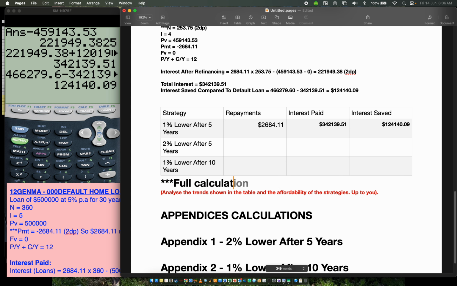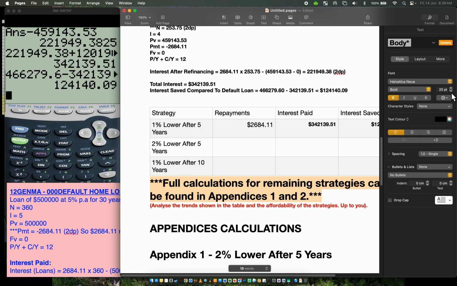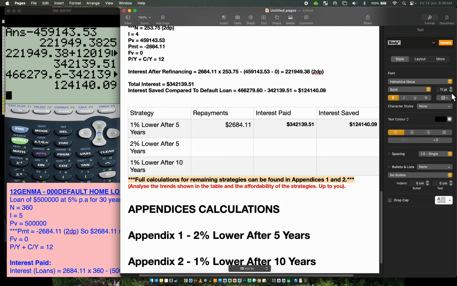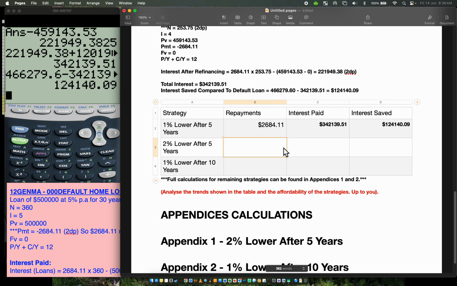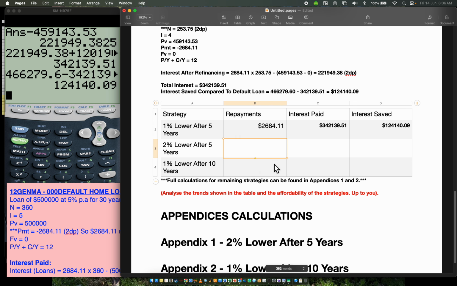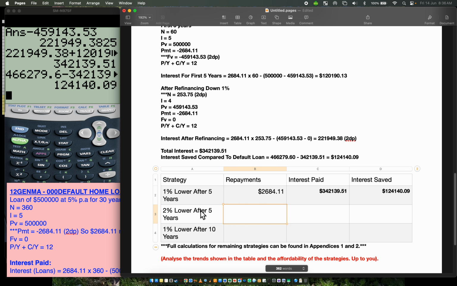Full calculations for remaining strategies can be found in appendices 1 and 2. That's extremely large, so I'll make that smaller. In the interest of making the video short enough, I'm not going to do the full calculations for these two, but that's what we would do in your DI. And if you're smart about the variations, you can copy and paste a lot of stuff.